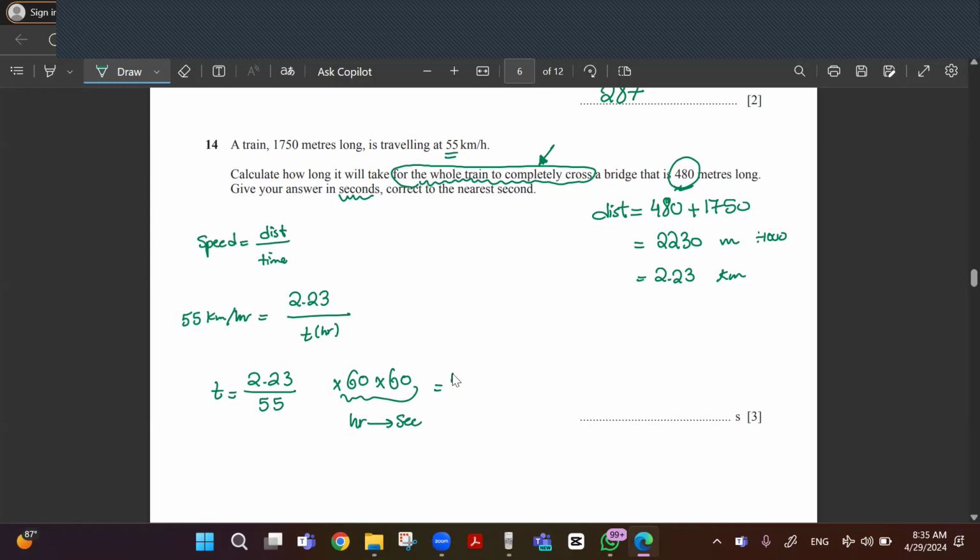It will give me 145.96. And he said correct to the nearest second. So it will be equal 146 seconds. Any problem till now? What is important in this part? That I will add the length of the bridge with the length of the train. Why? Because he mentioned that the whole train should completely cross the bridge.